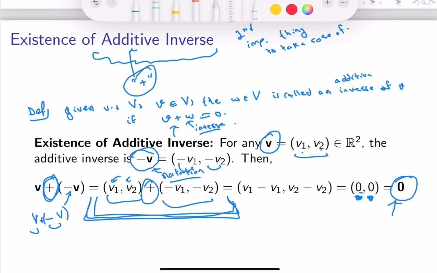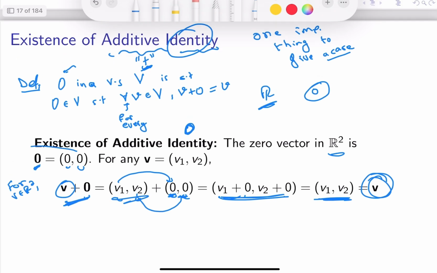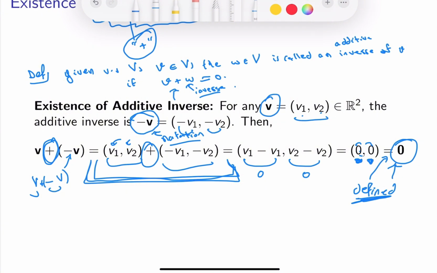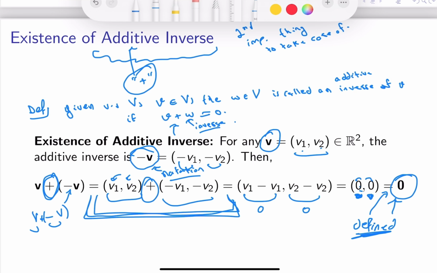When we add these, we see that the negative here will kill this to 0, and the negative here will kill this to 0, and we get 0, 0, which we defined. This is by definition, right? We defined this in the previous slide to be the 0 in this vector space. So this verifies that any vector in R2 has an inverse. And what's the inverse? You take negative the first component and negative the second component.